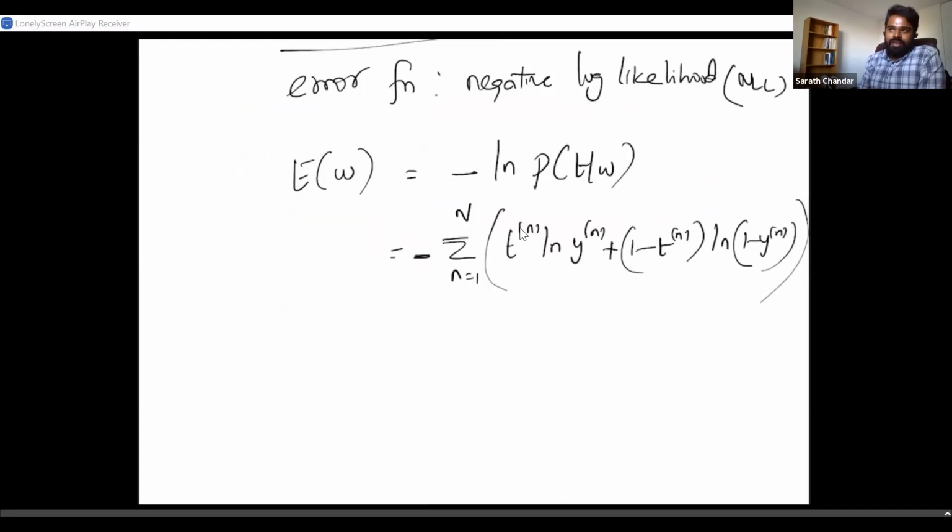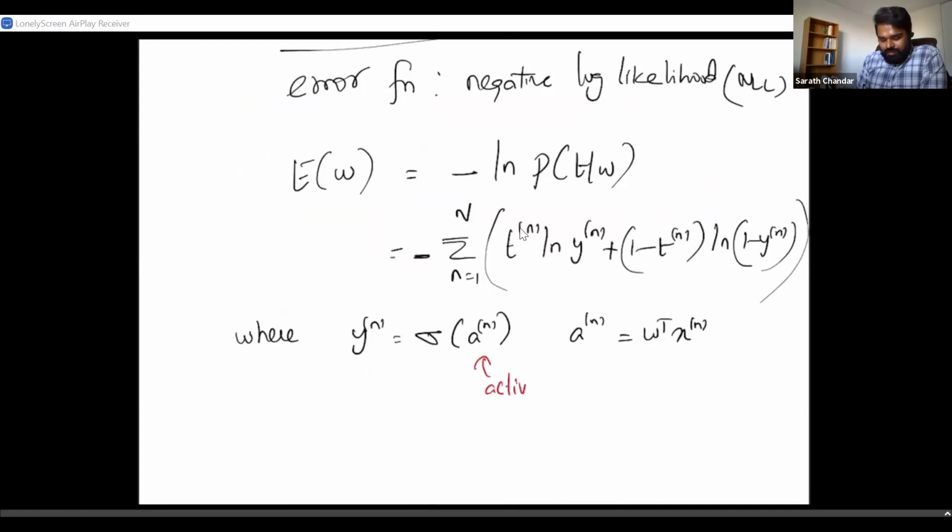Clear? Okay, where y of n is given by sigma of a of n. The a of n is W transpose x. So we're going to call this input that you're giving to the sigmoid the pre-activation. You have this pre-activation a, which is simply W transpose x. You pass it through the sigmoid, and then you get the y. Now depending on the y, you compute the error function.